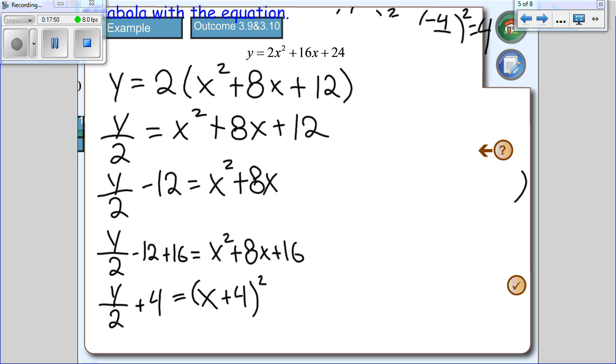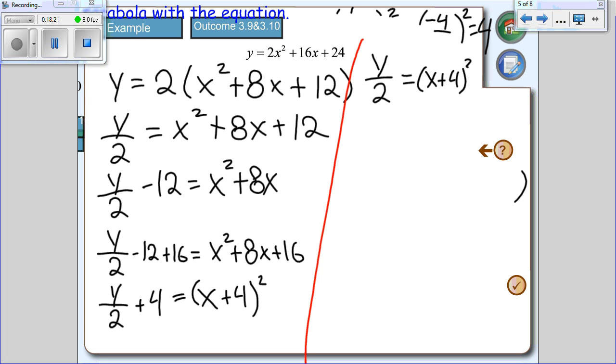Just wait. Everybody breathe. Once I've done that, I need to move everything back to the other side. So I need to subtract 4 from both sides. So it's y divided by 2 equal to x plus 4 squared minus 4.